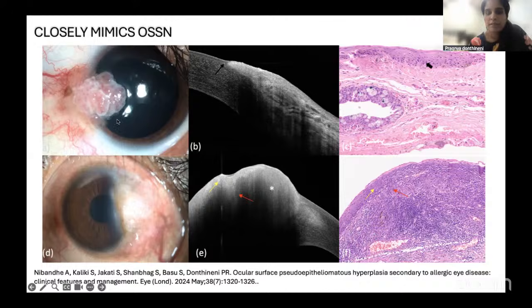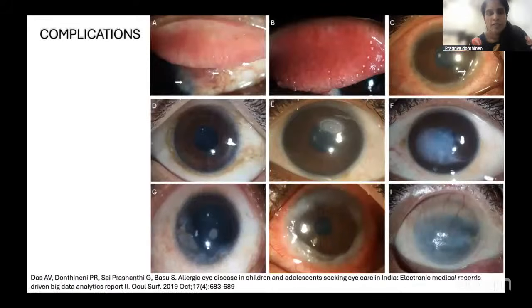So just for the general ophthalmologist, whenever you see pigmentation which is more dispersed across the entire cornea, it may be pseudoepitheliomatous hyperplasia, but again, it's very important to send these patients to somebody who sees a lot of ocular oncology so that we don't miss an OSSN.